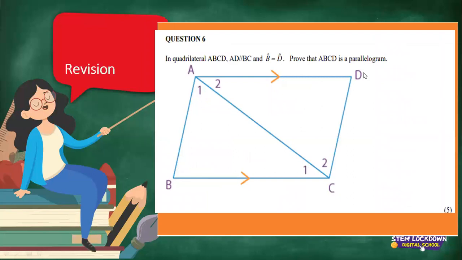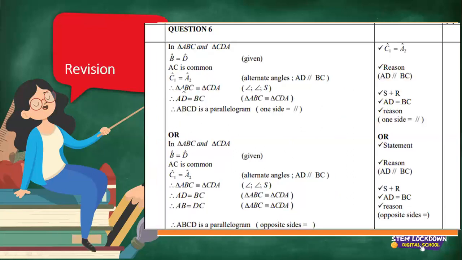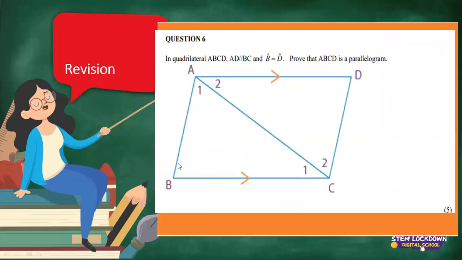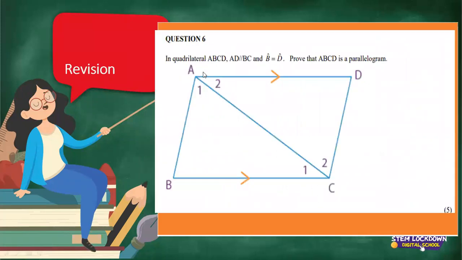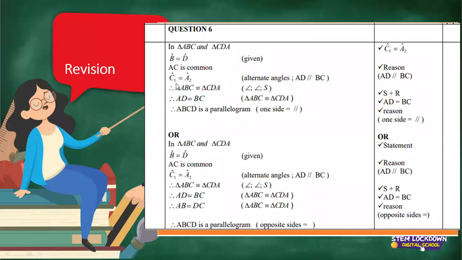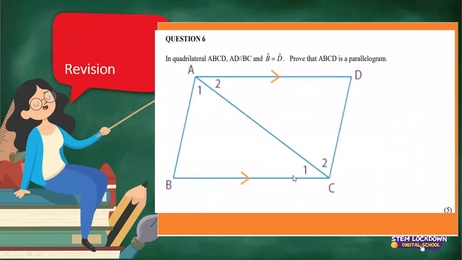ABC and CDA. So the triangles, what we have just explained, just to go over the solution with us. Angle B equals angle D. That is given. And then AC is common. We can see that AC is common. Then C1 equals A2, alternate angles. Angle C1 is equal to angle A2 because this line is parallel to this line. So this must be equal, alternate angles.